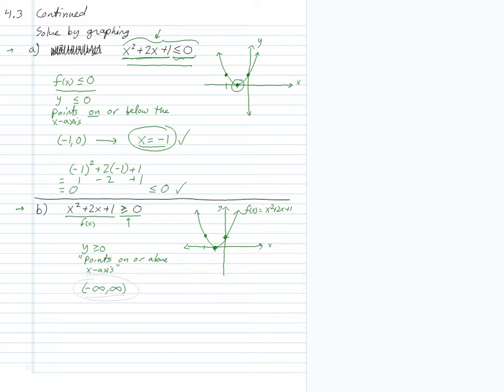Alright, so that is how we handle these. We need to examine the graph, determine which parts of it we like, and then express the domain of those parts in interval notation.